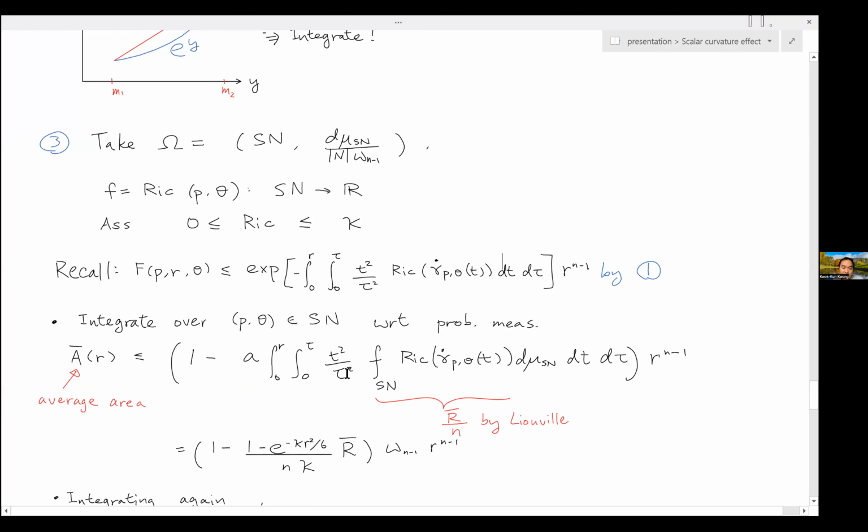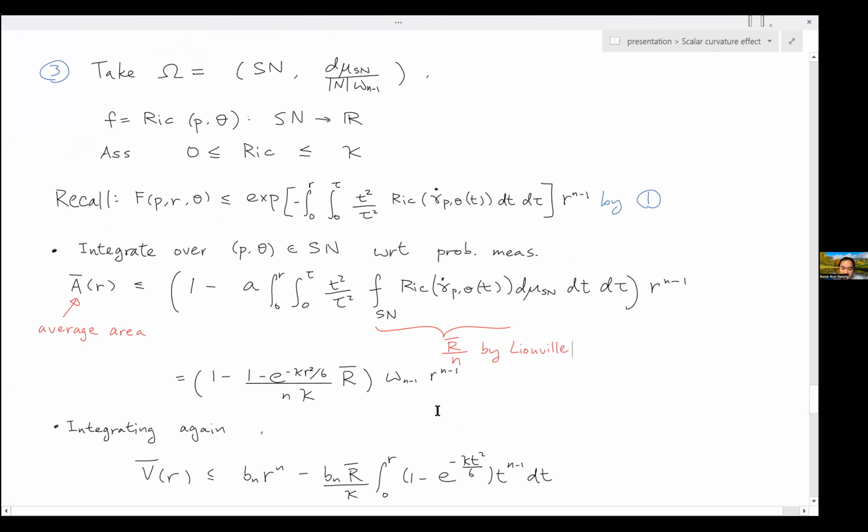So we apply the lemma and then put the integral sign in front of the Riemannian curvature. The upshot is that it will cook up the scalar curvature, and that's good because that's exactly what we want. So we now have an expression which is an upper bound for the average area in terms of the average scalar curvature, right?